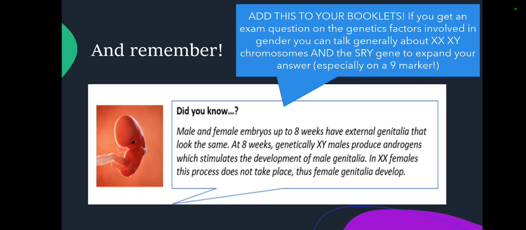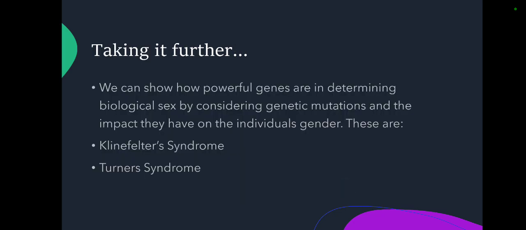So as I've just said, and please add this to your booklets, if you get an exam question on the genetic factors involved in gender, then you can initially talk about XX, XY and where they come from, and you can also talk about the SRY gene to expand your answer, and that's especially important on a 9-mark question, okay?